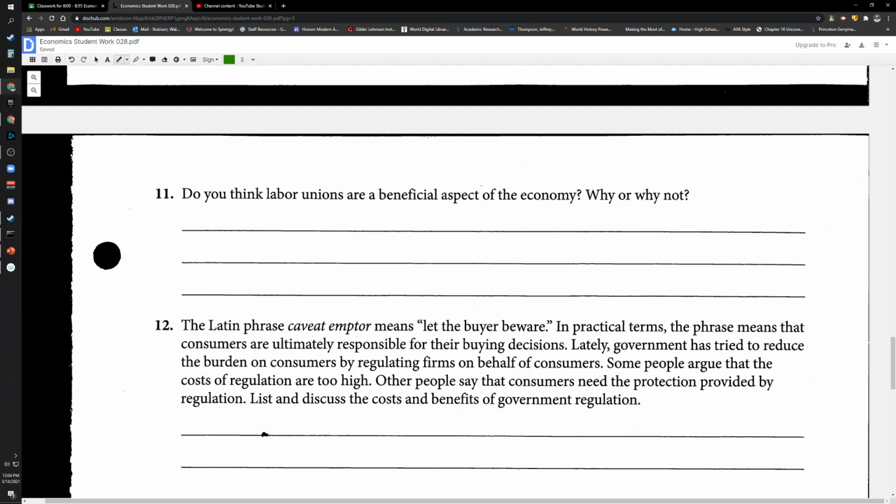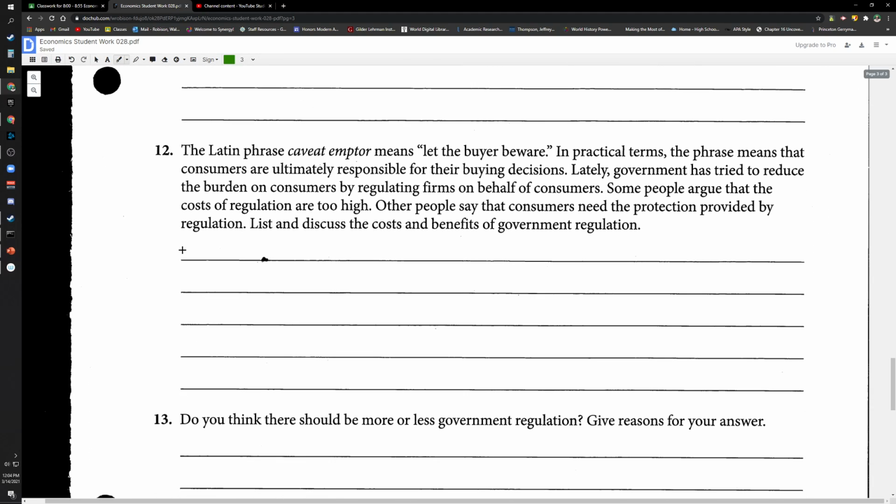And then question 12 says the Latin phrase caveat emptor means let the buyer beware. So in practical terms, the phrase means that consumers are ultimately responsible for their buying decisions. Lately, government has tried to reduce the burden on consumers by regulating firms on behalf of customers. Some people argue that the costs of regulation are too high. Other people say that consumers need the protection provided by regulation. List and discuss the costs and the benefits of government regulation. So I need you to do that, okay?